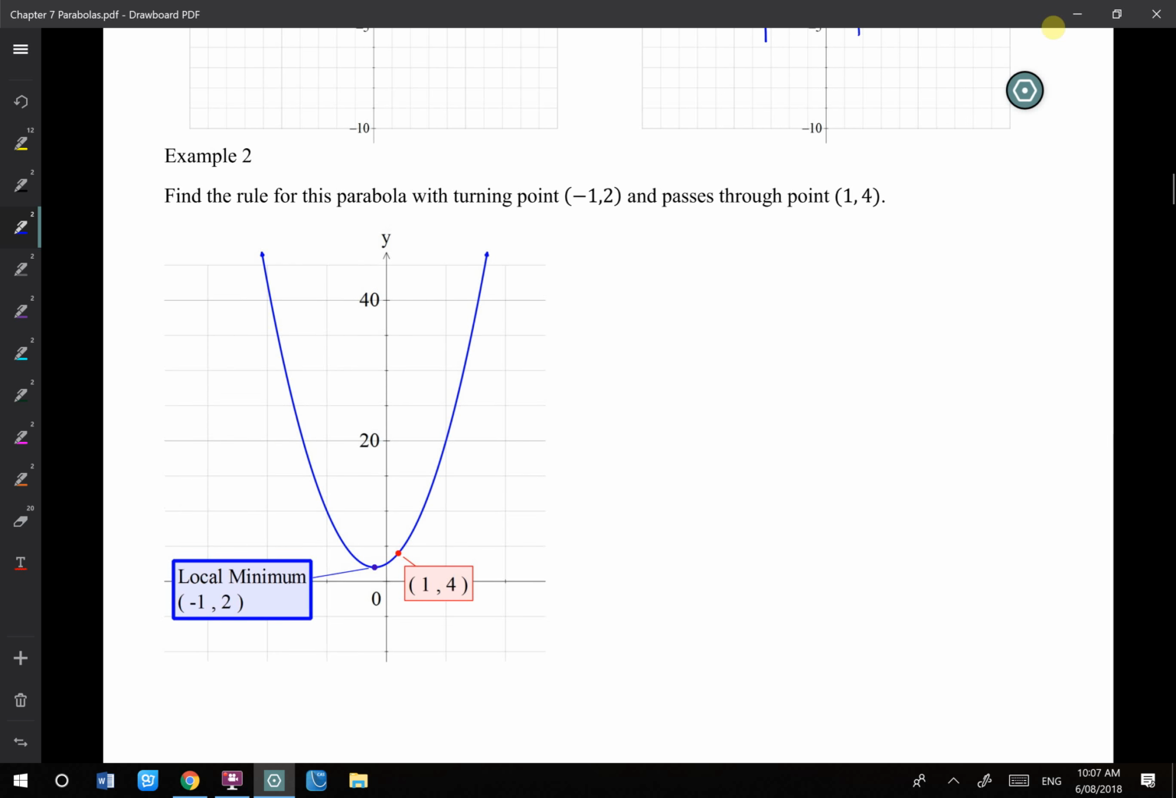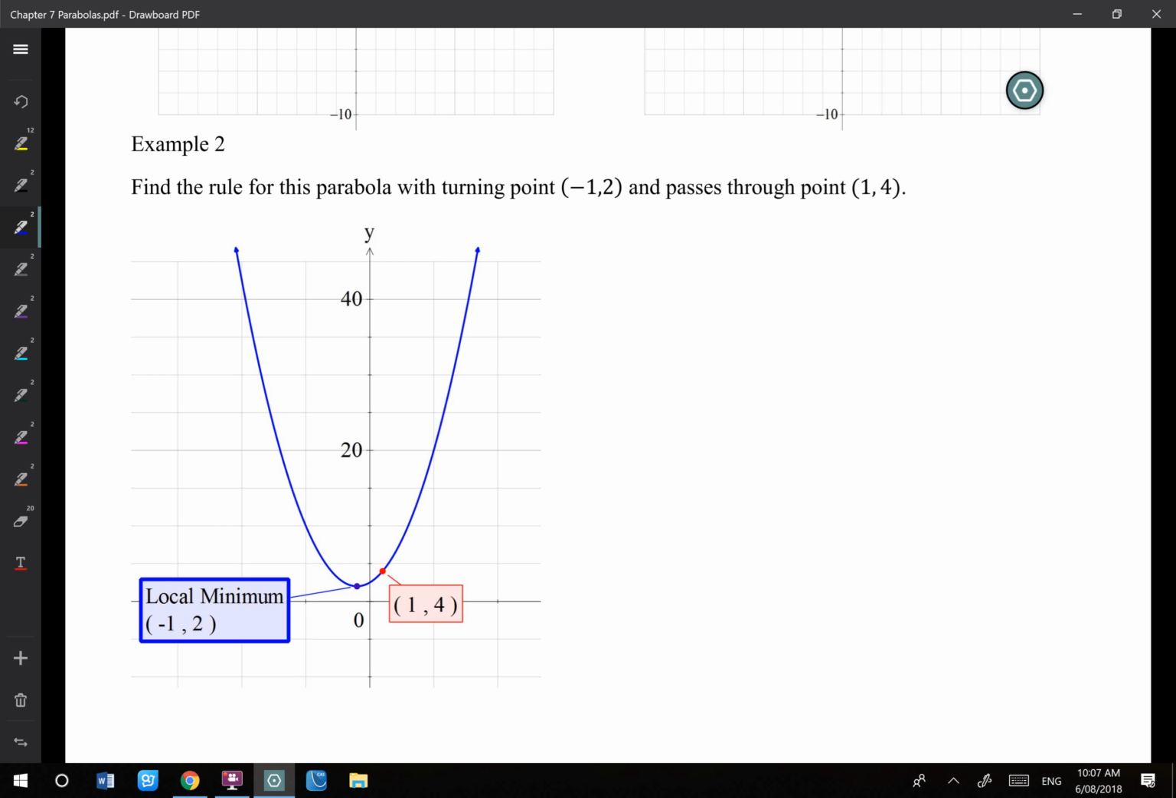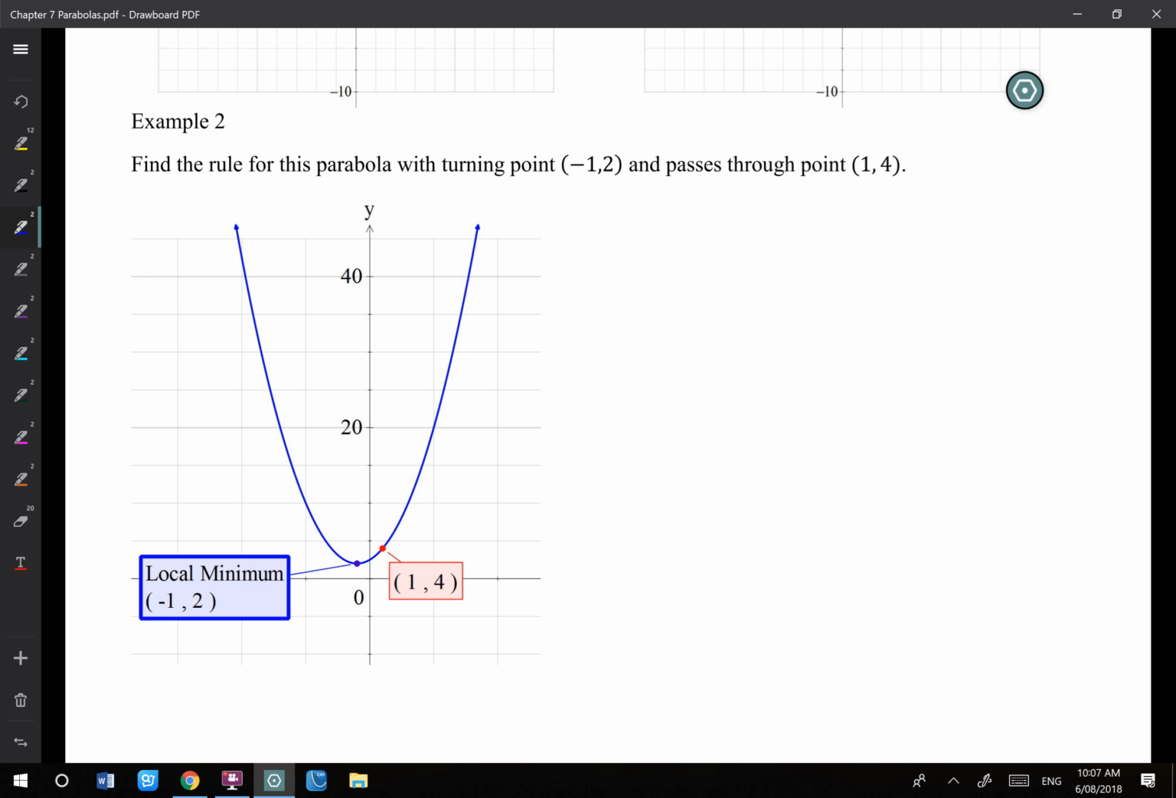Okay, if you don't have questions, let's have a look at example 2. I'll do the last example here, and I'll give you time to complete the other three graphs. For example 2, I have a graph here. For this graph, I know the turning point is at -1, 2. And I also know the graph is passing through the point 1, 4.